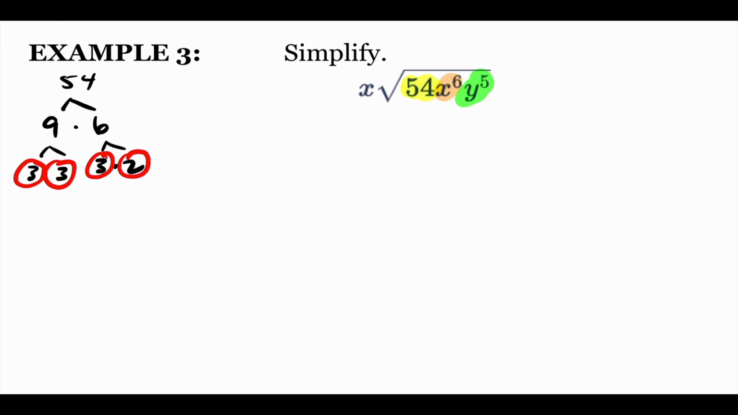Once you break down, rewrite. So I have an x in the front that was already there. 54 is now going to be 3 times 3 times 3 times 2. How do I deal with the x to the 6th? Well, x to the 6th means x times itself 6 times. That's what it means. So I'm going to write it that way.